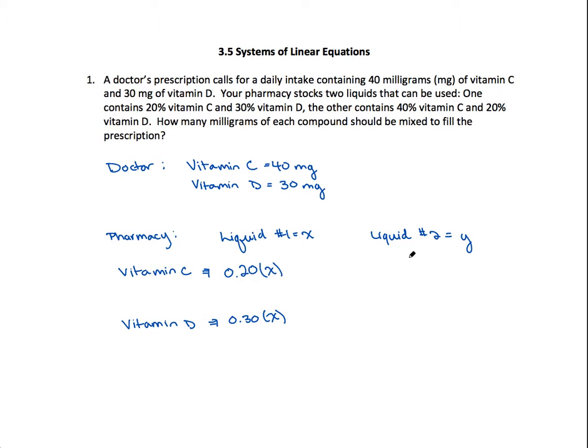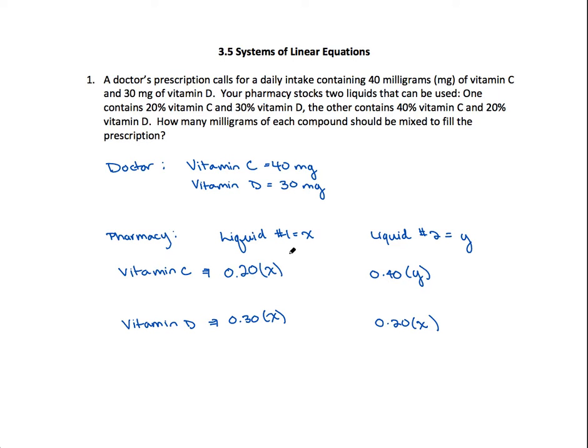Now the second liquid that we're going to mix with the first liquid contains 40% vitamin C. I'm keeping it in this row here, and this row represents vitamin C. And it has 20% vitamin D, so that's my second row.